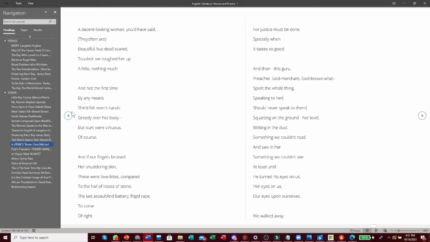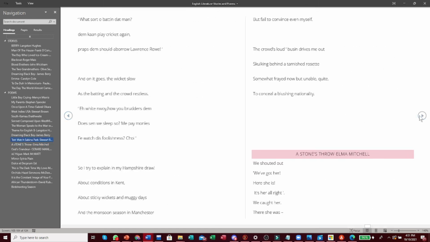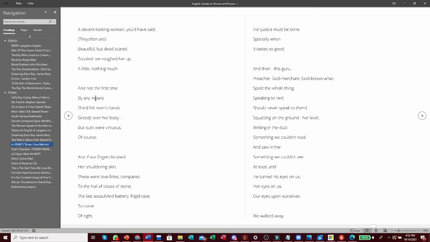Because we have sympathetic when you see, especially how they describe them giving her stones as like kisses, and how they say the justice must be done, and especially in this line here, by any means, what she said, beautiful but dead scared, tussled, we roughed her up a little, nothing much, you know. And obviously that seems to be like nothing much, as though there's much more for her to look forward to. And not the first time by any means. She'd felt men's hands greedy over her body, which is what tells us that she has committed adultery. But always were virtuous, of course. You know what I mean?